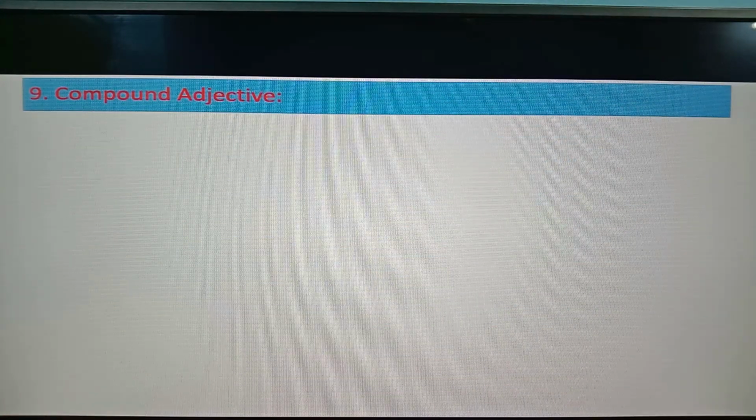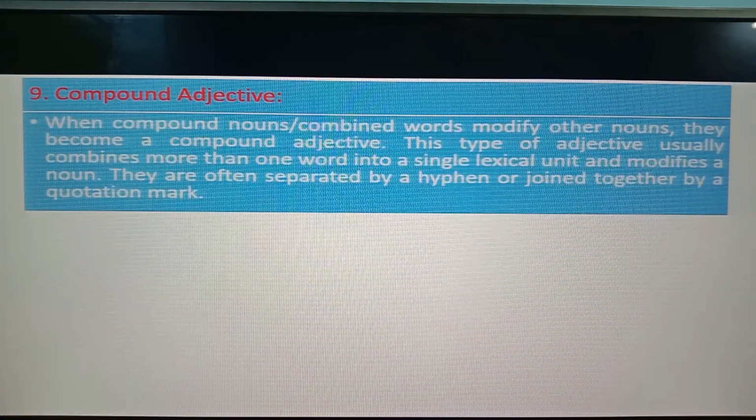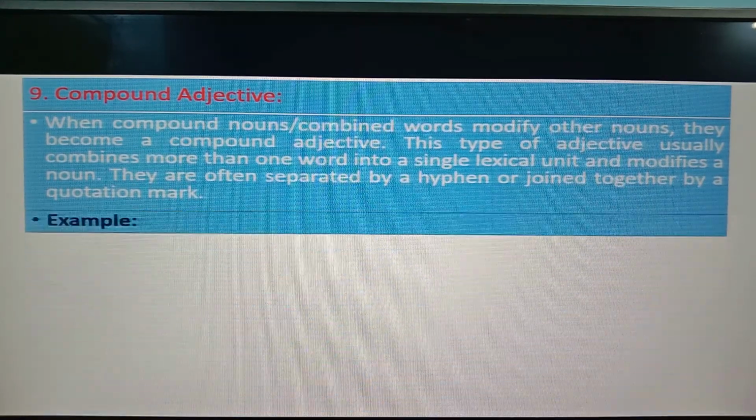Number 9. Compound adjective. When compound nouns or combined words modify other nouns, they become a compound adjective. This type of adjective usually combines more than one word into a single lexical unit and modifies a noun. They are often separated by hyphen or joined together.